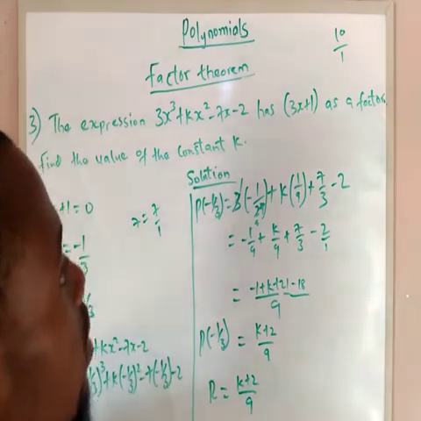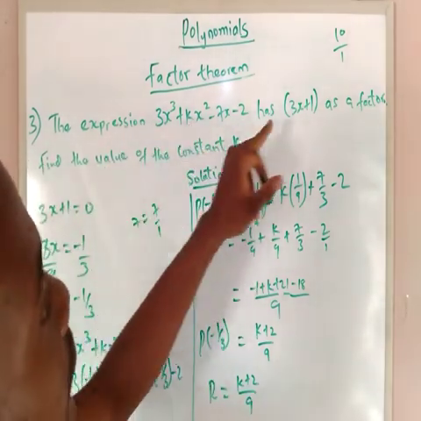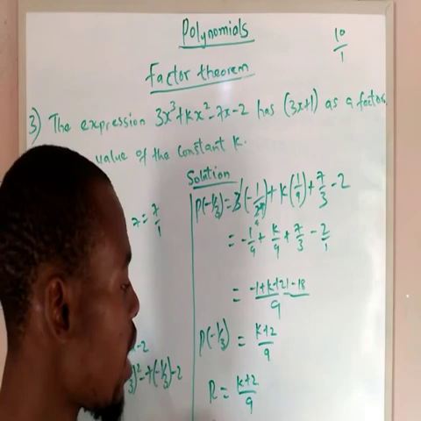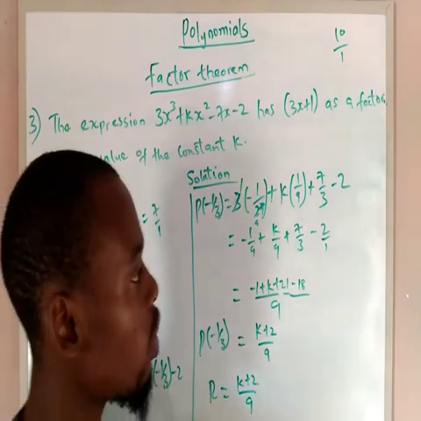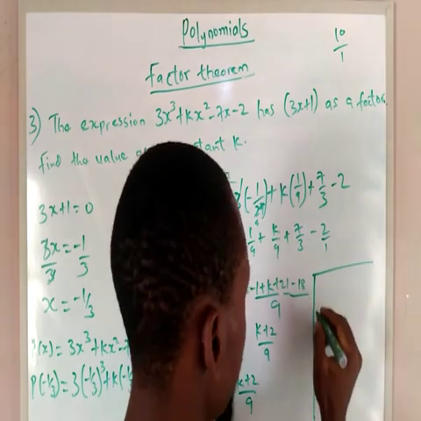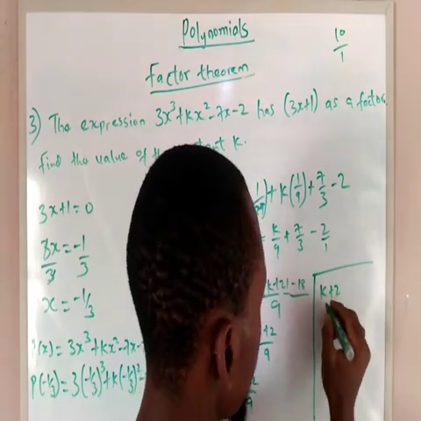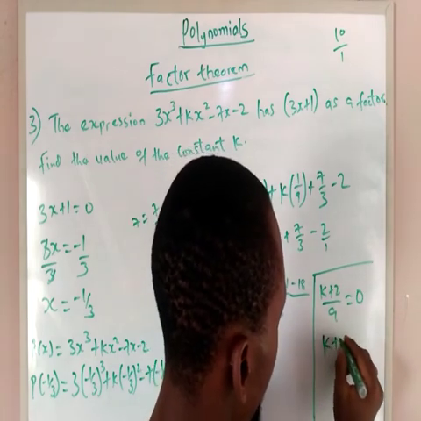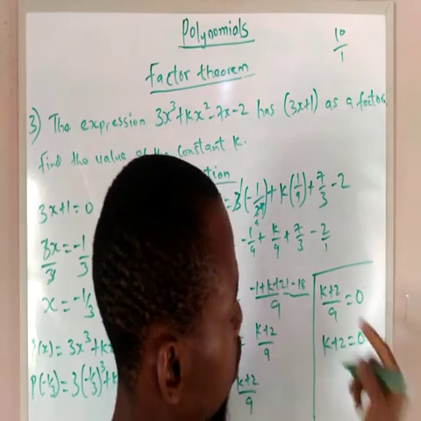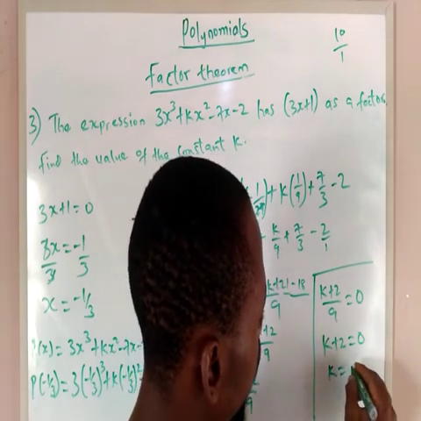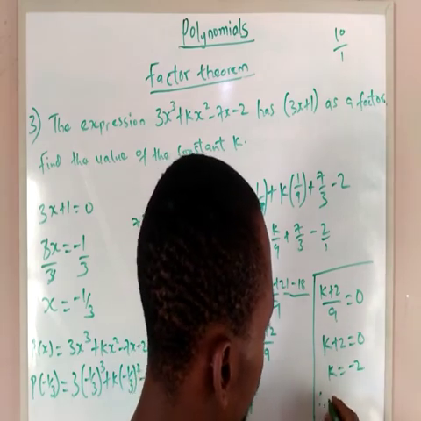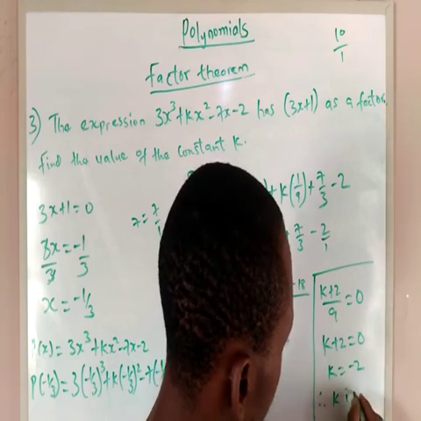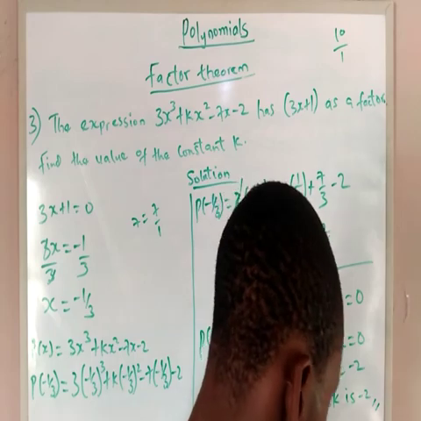But remember, the question says this expression has this as a factor. So once it is a factor, that means the remainder will be equal to 0. So now we have k plus 2 divided by 9 equal to 0. When we cross multiply, we have k plus 2 equal to 9 times 0, which gives us 0. Then our k will be equal to minus 2. Therefore, the value of k is minus 2, and that will be our final answer.